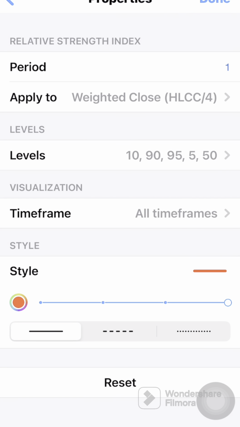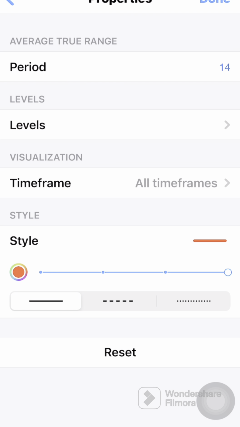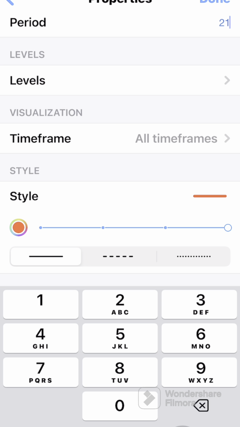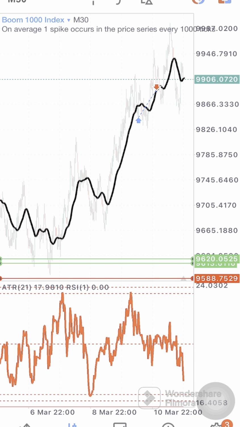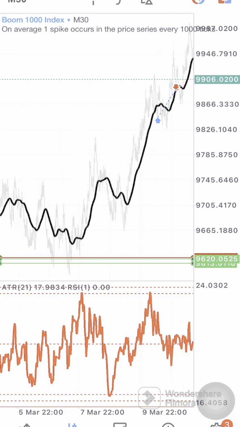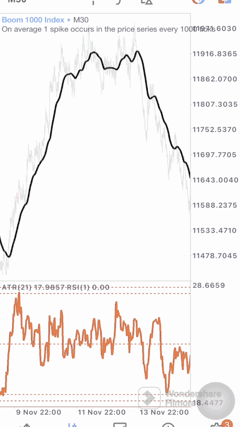So let's go on. For the average true range, the period is 14, but since we use a 21 exponential moving average for a trending market, let's also use period 21 for the average true range, and the style we have is red. Done. If you set it very well, you should be able to have something like this.